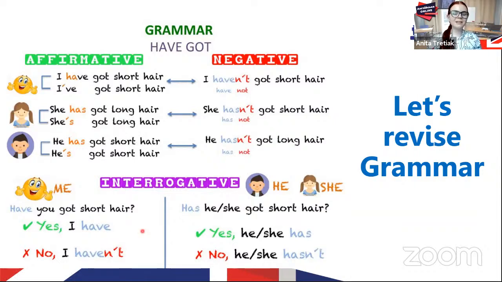Okay, guys, now I'm going to ask you some questions about your appearance. So please write in the chat the answer to this question. Have you guys got short hair? You personally, have you got short hair? Write the answer in the chat. I'm waiting to see your answers. I'm going to read them. Have you got short hair? Guys, send this in the chat. Let me check it.